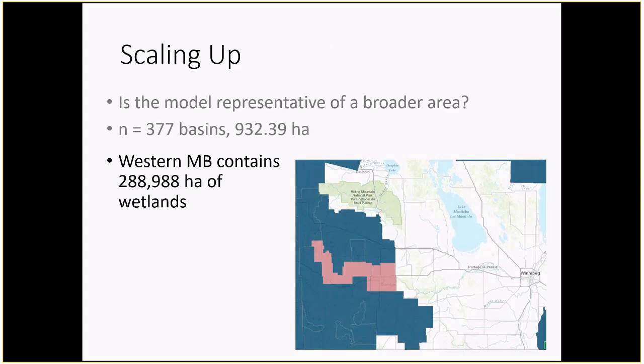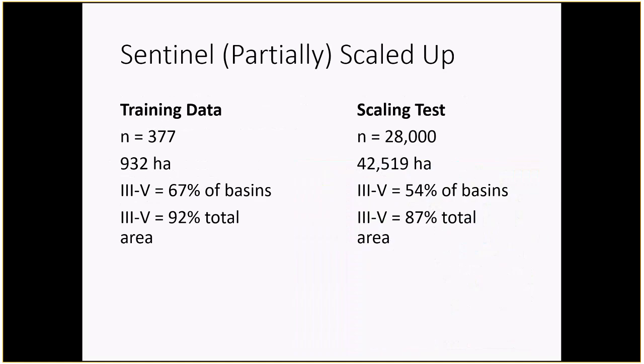So that's a pretty big leap. We're probably not ready to say that yes, our model is totally representative of that. So Lyle and I decided to go for sort of a mini scaling up. We took the training data, so 932 hectares, and went to an intermediate scale. So we're taking a model generated from 377 basins and applying it to 28,000 basins, sort of in the Killarney, Shoal Lake areas.